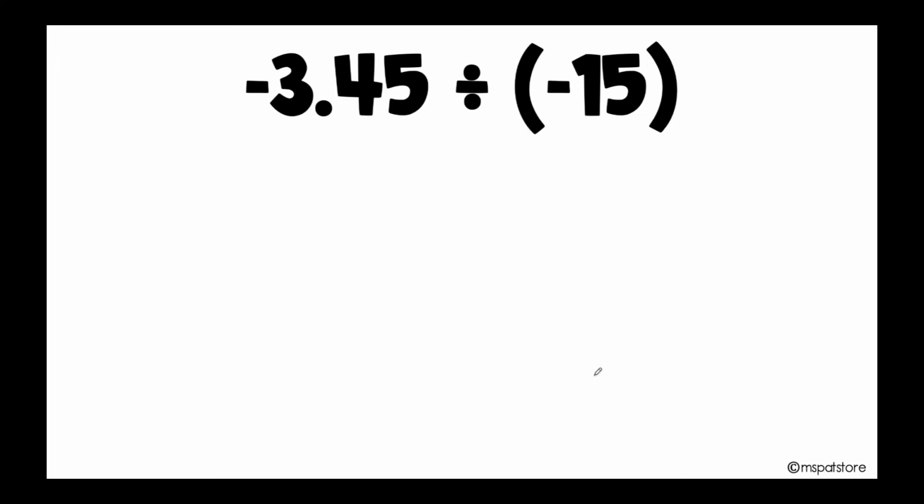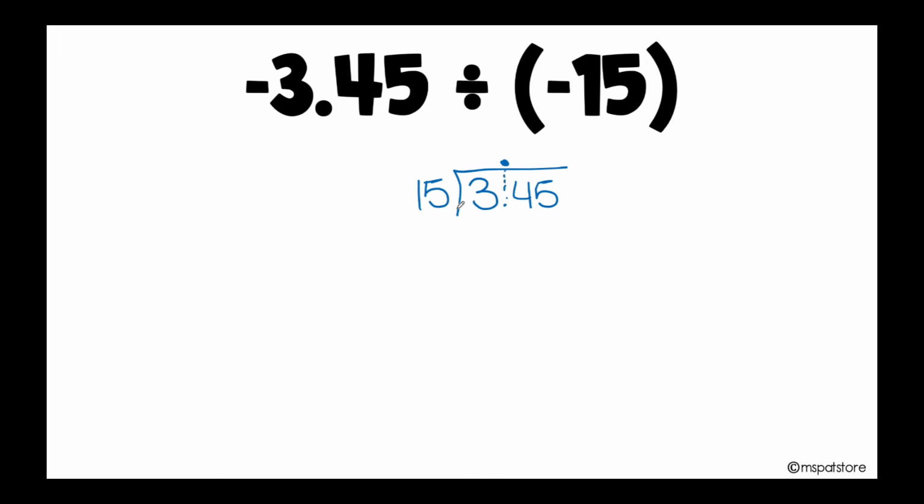Very good. So now I'm going to divide their absolute values. Absolute value of negative 15 is positive 15, divided by absolute value of negative 3 and 45 hundredths, which is positive 3 and 45 hundredths. In this case, I am dividing a decimal number by a whole number, so I'm not going to shift any decimal point here. I am just going to move this decimal point right on top because I did not do any shifting process here, okay?